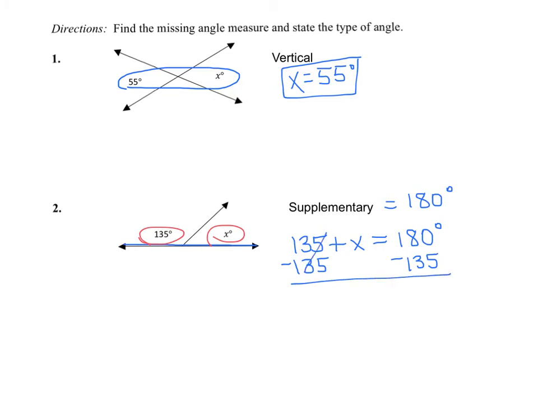And the 135s cancel out, so we're left with x equals 180 minus 135, and that's going to give you 45 degrees. And that is your answer.